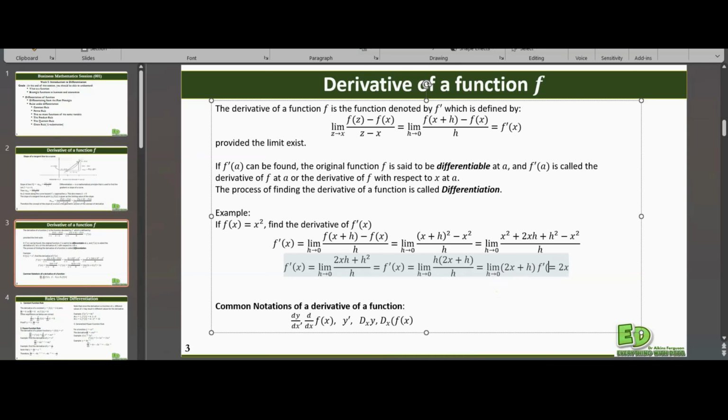Our f prime of x is equal to what? 2x. What does it tell us? It's telling us that the differential of this function, or the derivative of the function x squared, is equal to 2x. So take note, this is the function notation, or just the function. It says x squared. When you are differentiating, we would say f prime of x is equal to 2x.